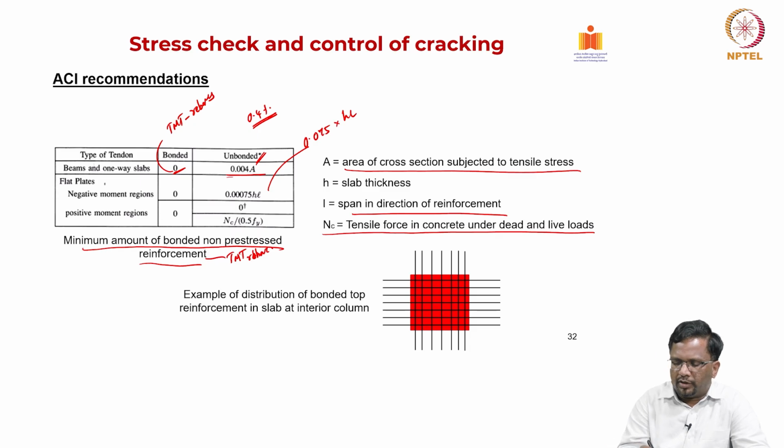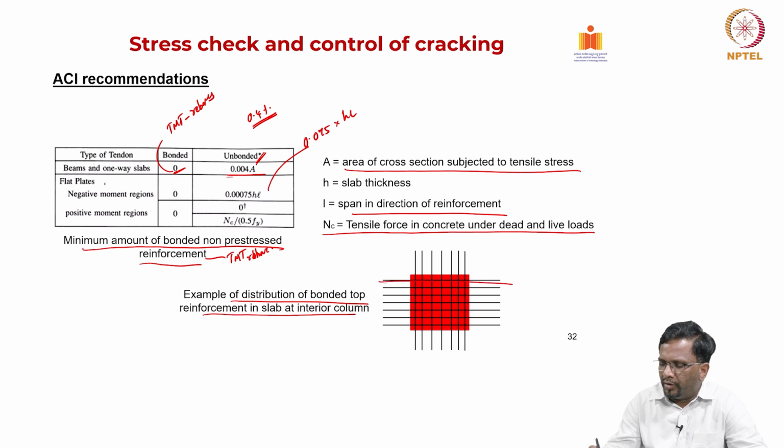Okay. So, this is the distribution of your bonded top reinforcement in the slab at the interior column. At the interior location, for example, this much steel I have to put on both sides. You have both sides, I have to put this. So, this equation, let us assume this is a flat plate, and how much is on these both sides?